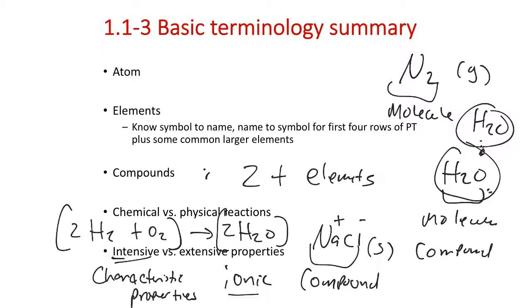So the intensive properties, these are the things that we can characterize a substance with. So things like melting points, boiling points, densities, et cetera. A characteristic property is just one that you might want to characterize and compare, because different substances will have different characteristic properties. So if you have methanol instead of water, you would expect a different boiling point, and different properties in terms of melting point, boiling point, densities, et cetera.